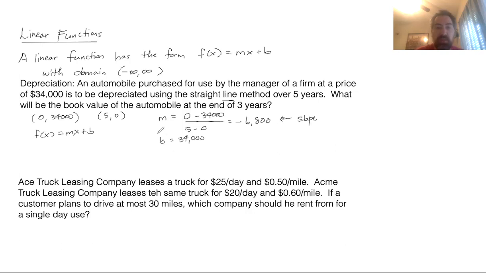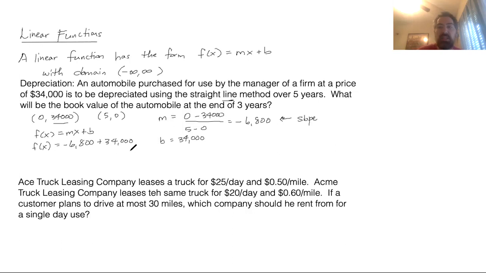So we have a slope, m is negative 6,800. The y-intercept b is the 34,000. So the function is f of x equals negative 6,800x plus 34,000.